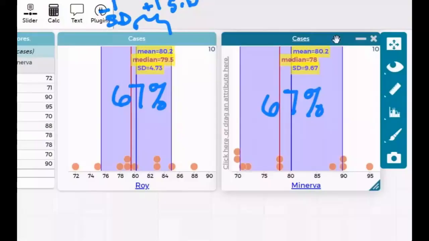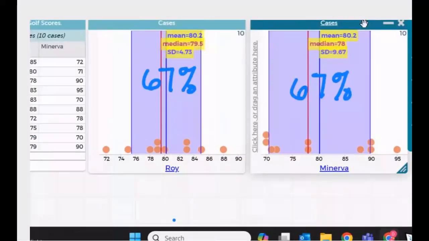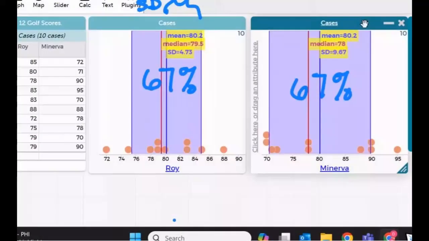What does standard deviation mean again? I forget. Standard deviation is how wide, how big, how spread out. Now, if you want a good golfer, do you want their scores to be widely spread? Or would you want their scores to be kind of clustered together? Maybe it depends on you. If you want them clustered together, who would you choose to be the better golfer?